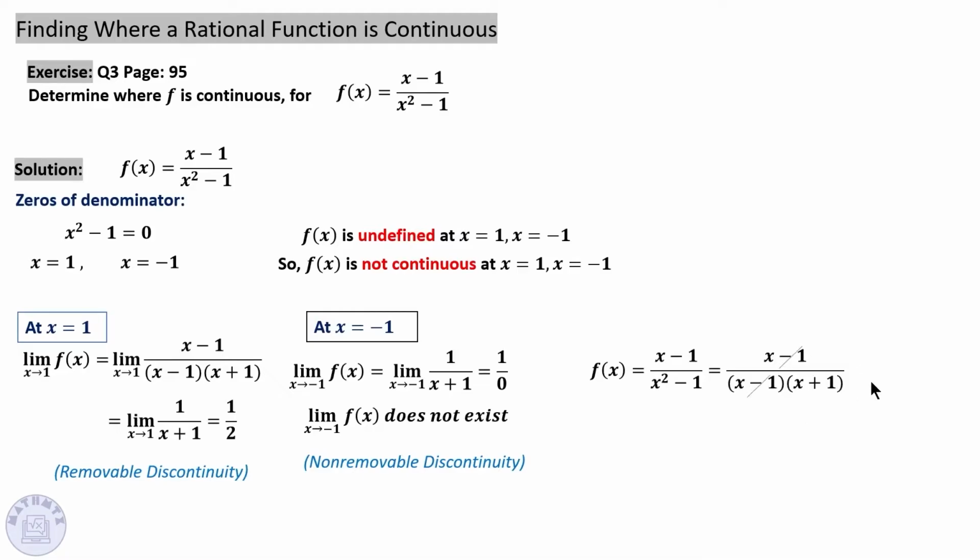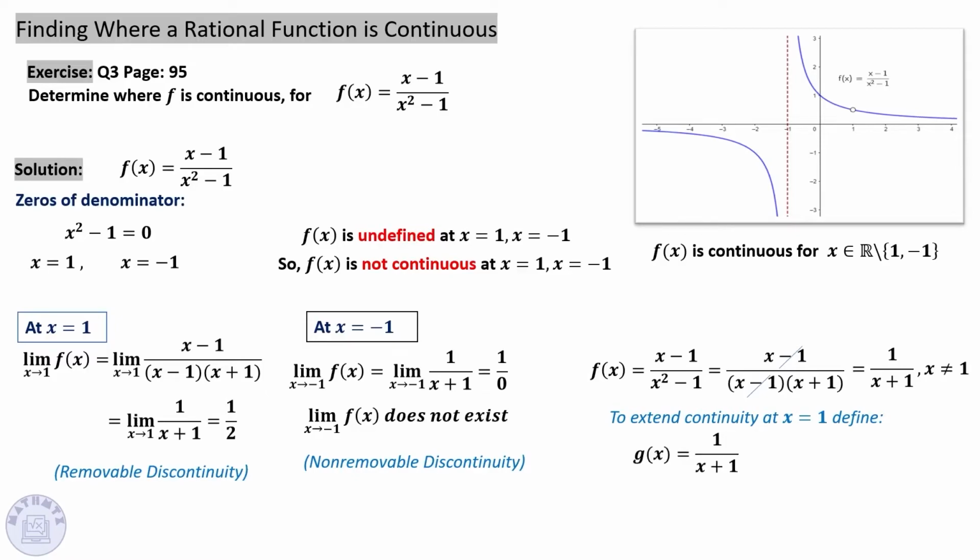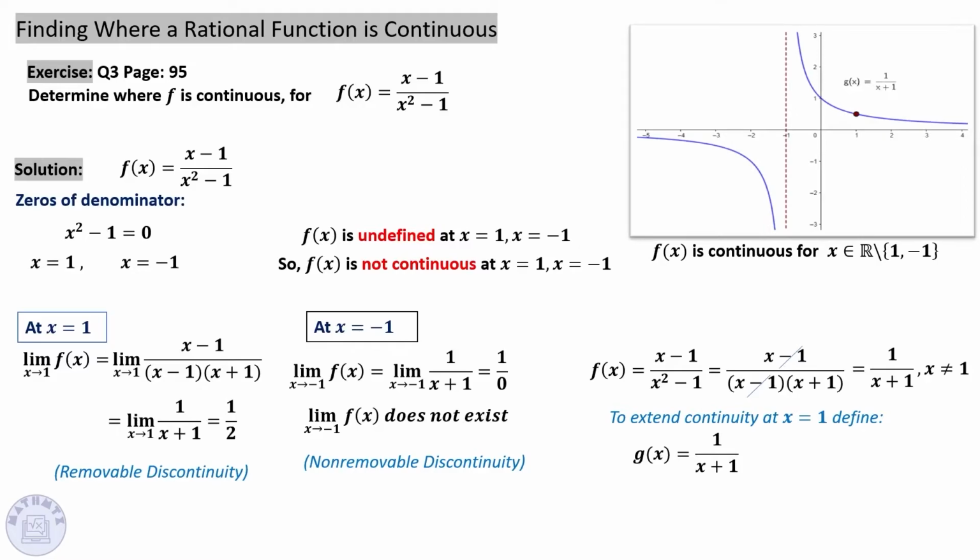Now, if we try to simplify the function, it can be graphed as 1/(x+1) for all real numbers except at 1. Now, to extend the continuity at x equals 1, we can define g of x as 1/(x+1) for the whole domain. This means that g of x is continuous for all real numbers except at -1, because it has an asymptote at this point.